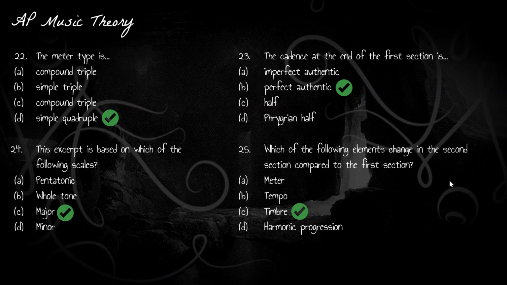And question 25, the correct answer is C. The difference is in the timbre. The melodic material is the same, as is the harmonic progression, meter, and tempo.